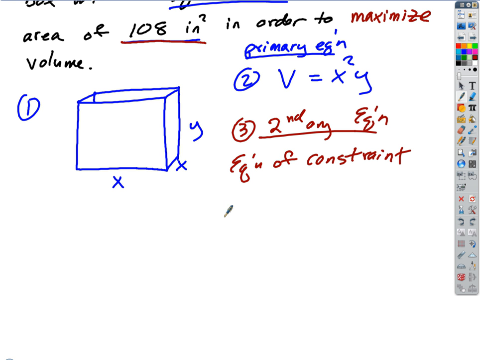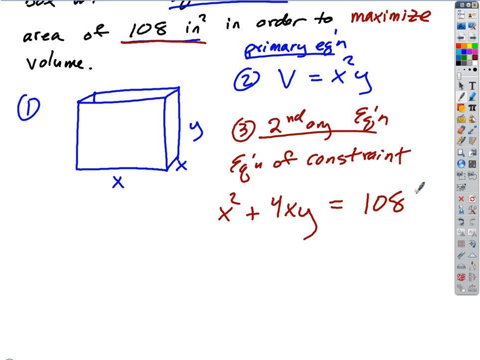Bottom is x squared. Plus x y times 4. Oh, good, because the height is y. Each of those rectangular faces, what we might call the lateral faces, the ones that are around on the sides of this thing, are going to be x by y, aren't they? So 4xy. And then what's that equal to? That's the surface area, 108. Okay, so there's our secondary equation.